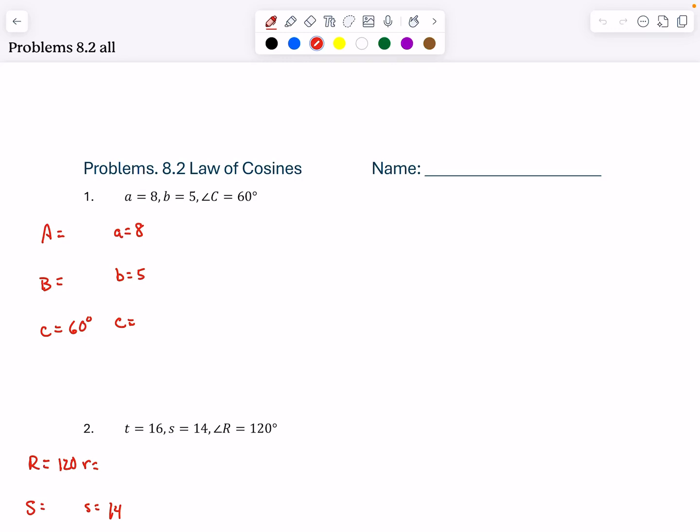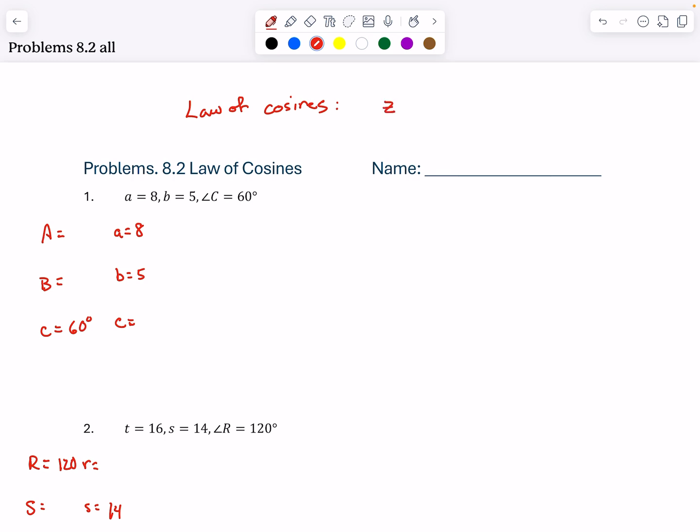So once again, I've written a few pre-notes just to set up the problems. The law of cosines is an extension of the Pythagorean theorem for not necessarily right triangles.